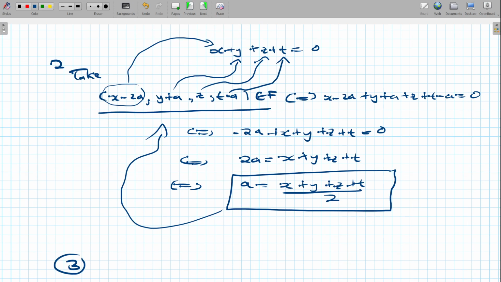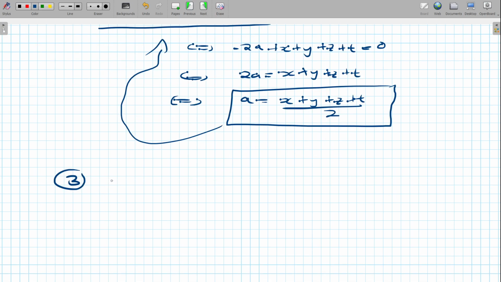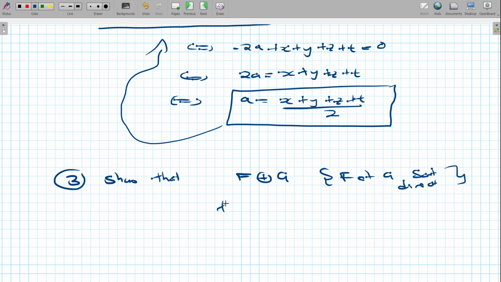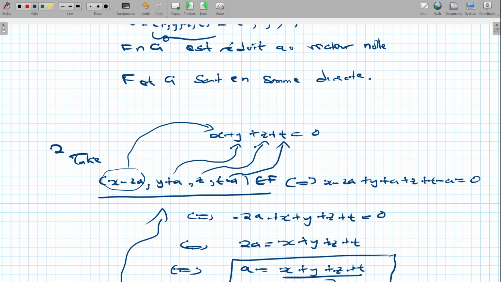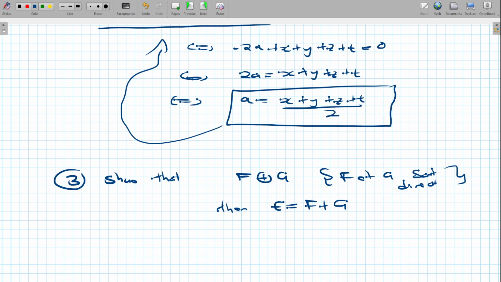So what are we supposed to do to show that the two spaces are supplementary? Well, the first thing is to show that F and G are in direct sum. And if we show that this is true, then we show that the entire parent space E is equal to F plus G. We've already shown that F and G are in direct sum by showing that their intersection is reduced to the zero vector. So I've already shown the part for direct sum.